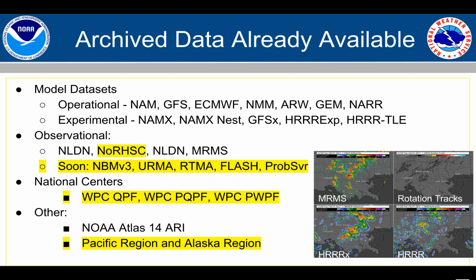We have a bunch of observational data. We have national centers, and we also have put a lot of the data in respect to the NOAA Atlas 14 ARI, average return interval information. We'll have a couple examples of that. And just over the last 2 days, we were able to start putting in data sets for the Pacific region and Alaska region. It's not operational yet, but as proof of concept, we have some of that data currently flowing in.